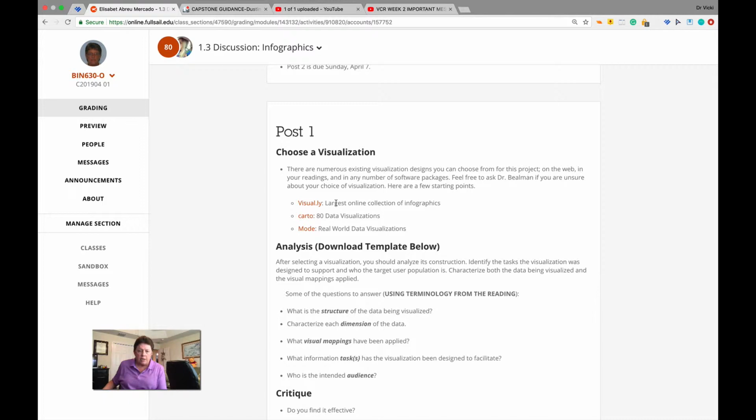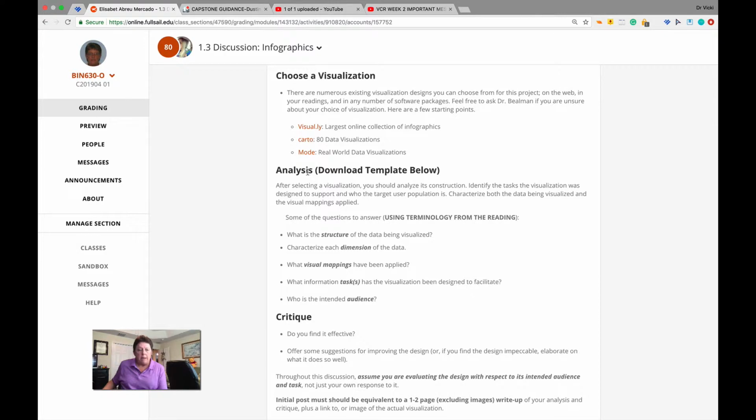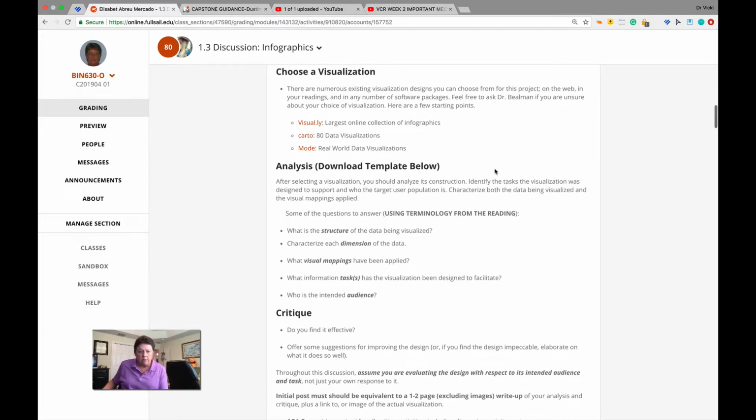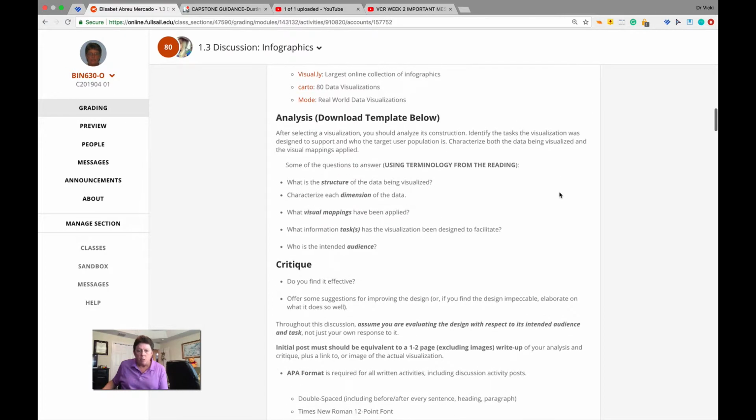You were to choose a visualization, which you did. You absolutely did. I liked your visualization. The analysis, you were to download the template below. I did not see where you downloaded the template, which would guide you in your analysis and critique, and you did not upload the template as was required either. You were to select the visualization, analyze its construction, identify the tasks the visualization was designed to support, and who the target population was. You were also to characterize both the data being visualized and the visual mappings. Now, that's what did not happen.